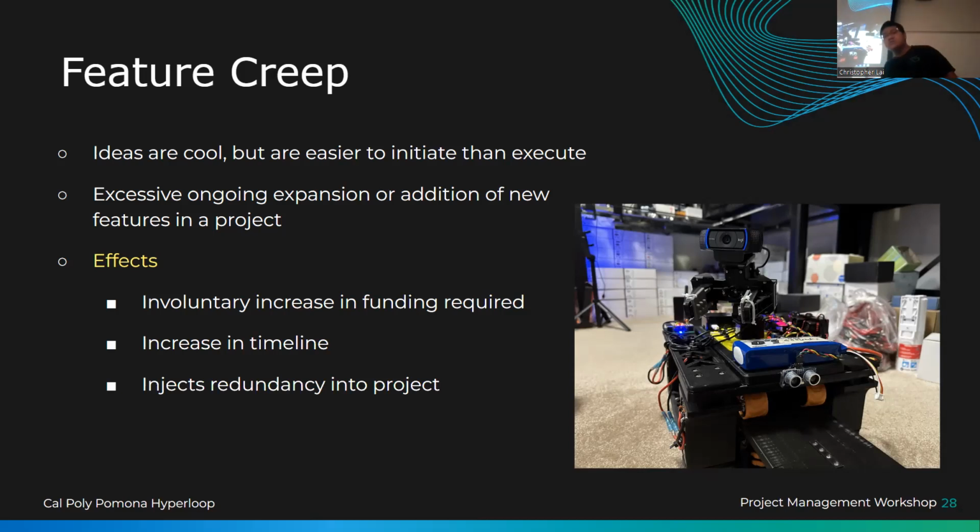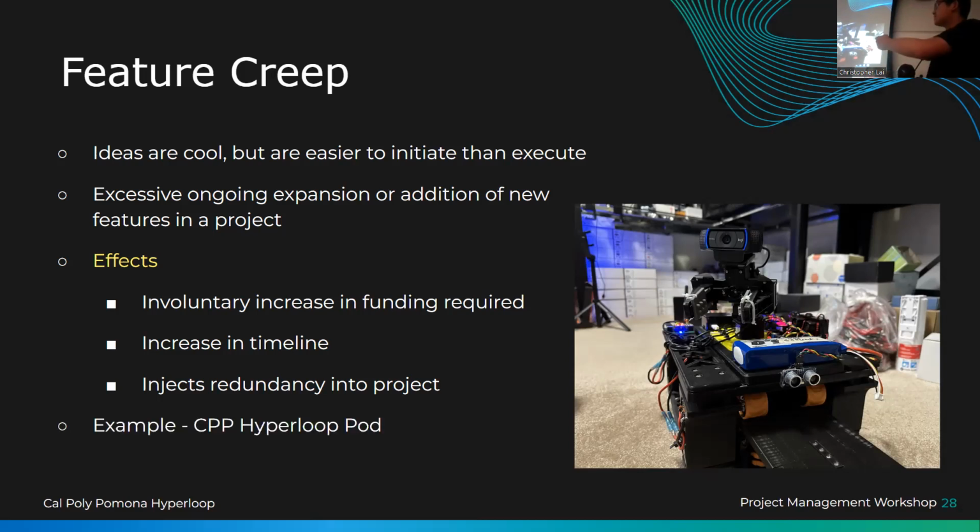And also inject redundancy into the project, because let's say that this pod is supposed to carry a payload from point A to point B. That's it. If I put a robotic arm on it, I'm complicating that task, right? Because it doesn't need a robotic arm to carry something. It can just sit on the pod. So that's called redundancy, where you don't really need it, but you know, you have it anyways.